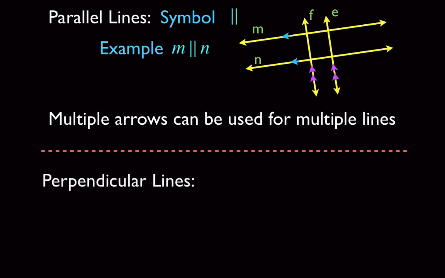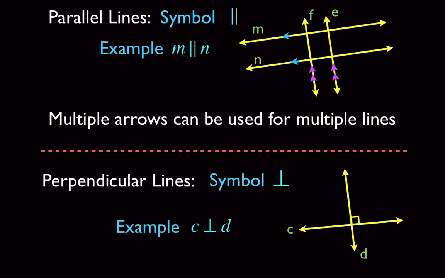Now we're going to talk about perpendicular. Perpendicular lines are lines that meet each other at a 90-degree angle. So, as you might imagine, that's the symbol. Okay, they didn't use a T for obvious reasons, to not be confusing. They use an upside-down T to represent perpendicular. And two perpendicular lines meet at a 90-degree angle. In this case, it would be C perpendicular to D.